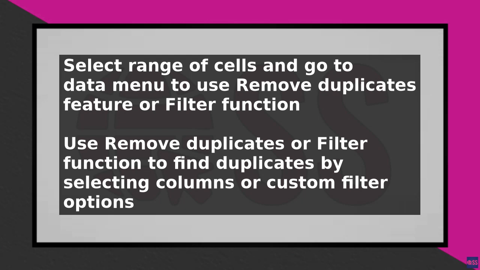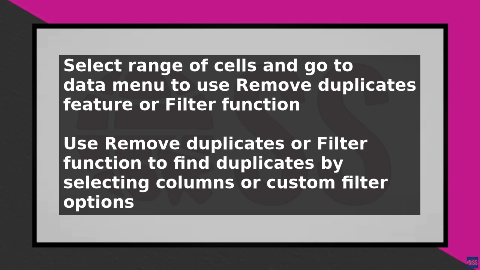You can also use the filter function to find duplicates. To do this, select the range of cells you want to check for duplicates. Go to the Data menu and select Create a Filter. Then, in the filter options, select Custom Filter and choose Count and then greater than 1.